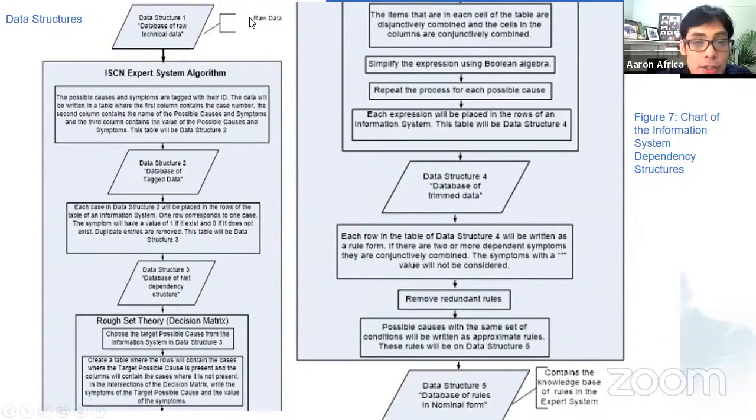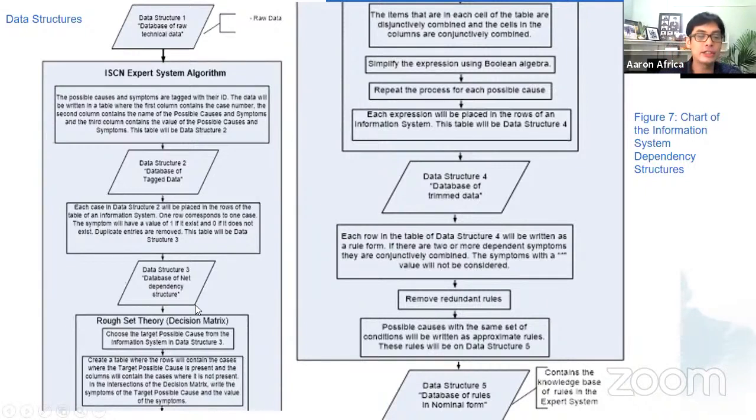The raw data is in the form of notes of the technicians. Then those possible causes in the form of rough notes will be given an ID. It will be in data structure 2. And then each case will be placed in rows and the symptoms in columns. One row corresponds to one case, and it will have a value of 1 if the symptom exists, 0 if it does not exist.